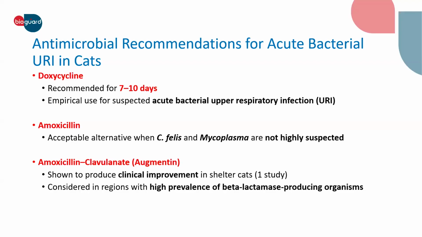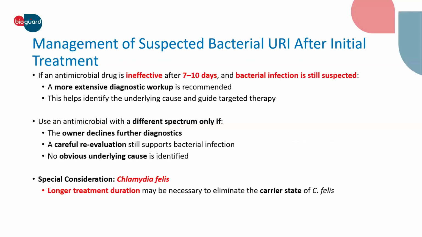Some areas may have a higher prevalence of beta-lactamase producing organisms, and there, if Chlamydia and Mycoplasma are not a cause of the infection, then amoxicillin-clavulanate, or Augmentin, can be applied to cats in this area.